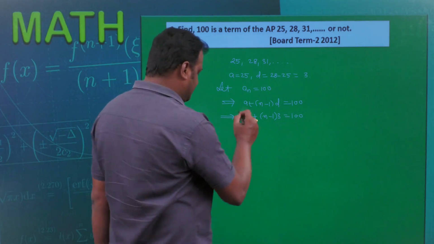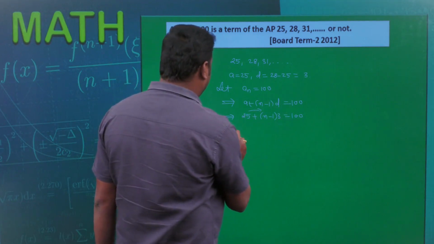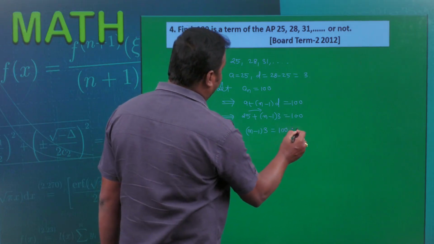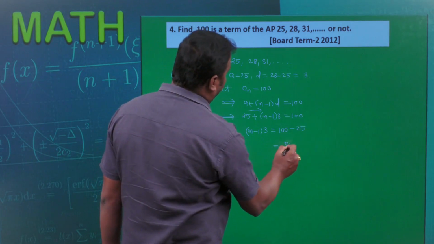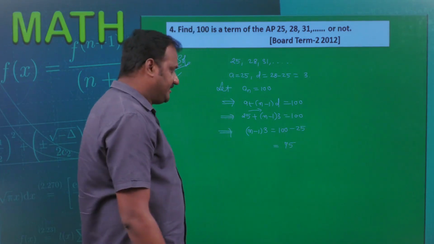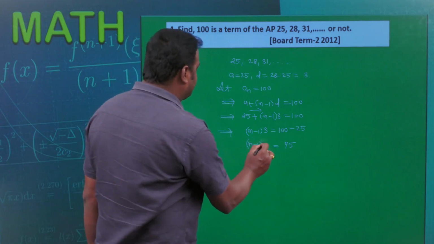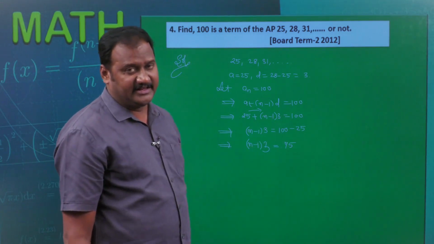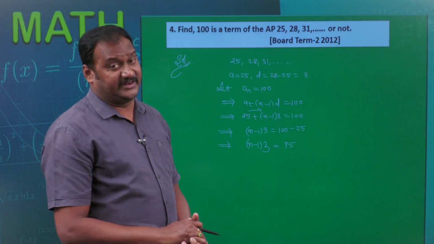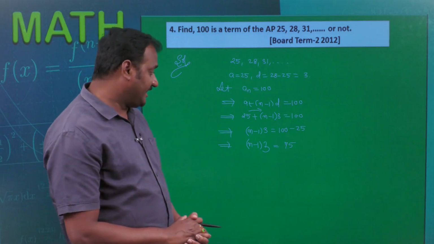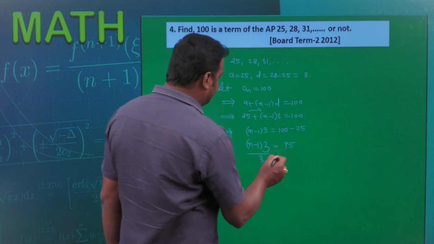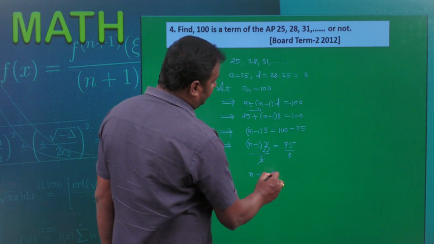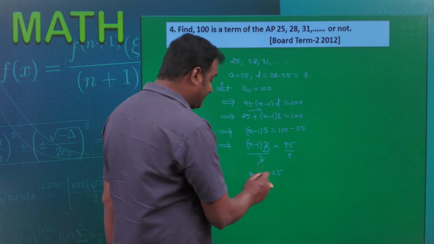Got it? Transpose 25 towards the right hand side. Then the remaining term here is n minus 1 times 3 is equal to 100 minus 25. What is 100 minus 25? Is this 75? Yes, absolutely. n minus 1 times 3 is equal to 75. Is this 75 a multiple of 3? 75 can be written as 25 3s are 75. Yes, we can get the value of n here by transposing 3 towards the right hand side. 3 3 cancel. n minus 1 is equal to 25.